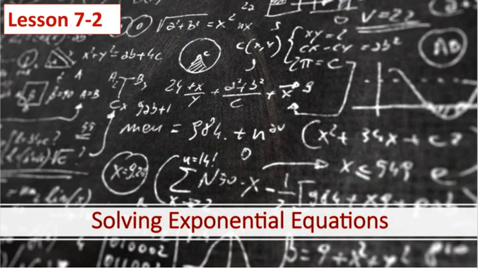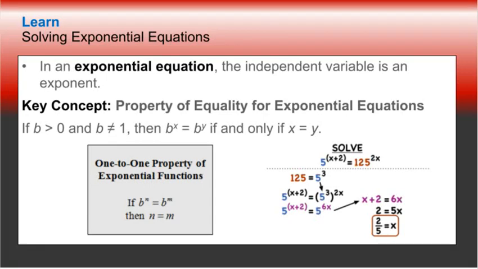Lesson 7-2, solving exponential equations. In an exponential equation, the independent variable is an exponent. When we work out the property of equality for exponential equations, b has to be greater than 0, but it cannot be 1. You're going to have b to the x power equaling b to the y power if and only if x equals y.